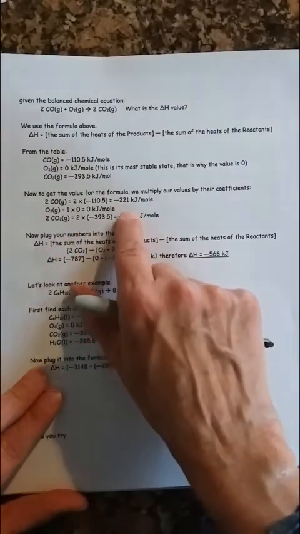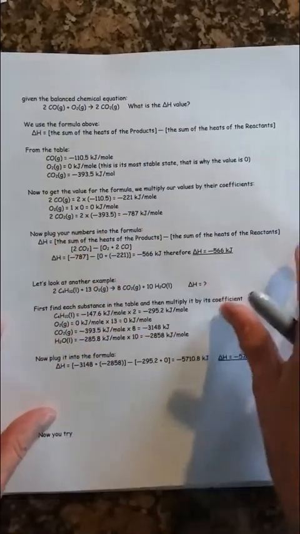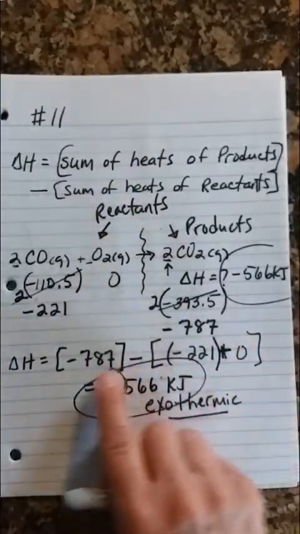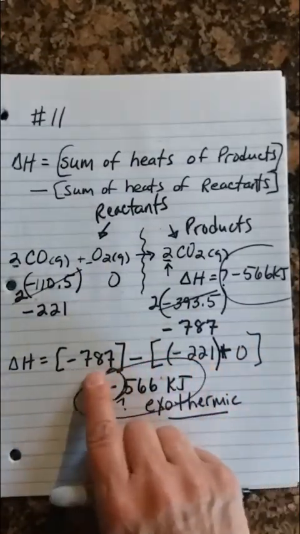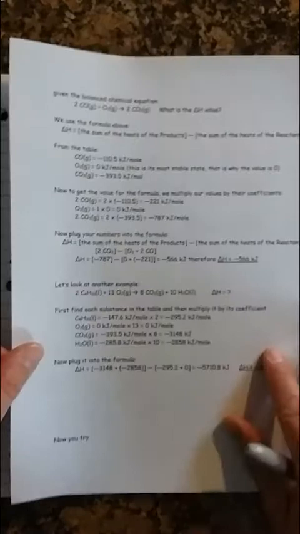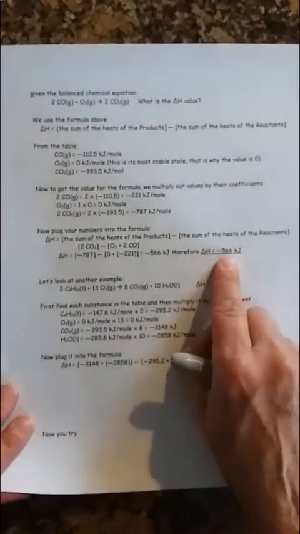See these numbers, negative 221, negative 787? Those were the numbers we ended up using in our formula. All right, and we still got the same answer, see?